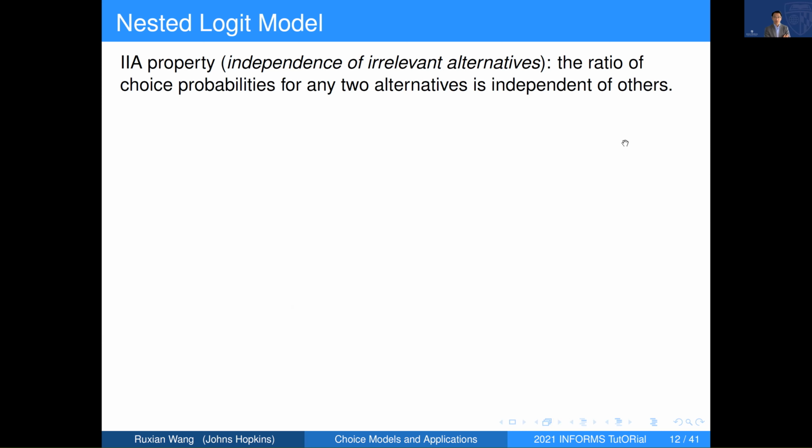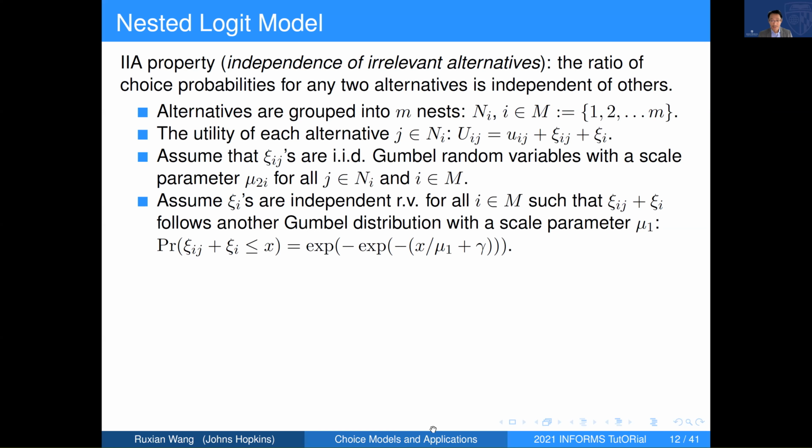The IIA property, the independence of irrelevant alternatives: as we said before, the ratio of the choice probabilities for any two items is independent of others. So that's the IIA property. Some people may say, okay, this one is too special. The substitution pattern is too restrictive in the MNL model. So that's why we can extend the MNL model to the nested logit model.